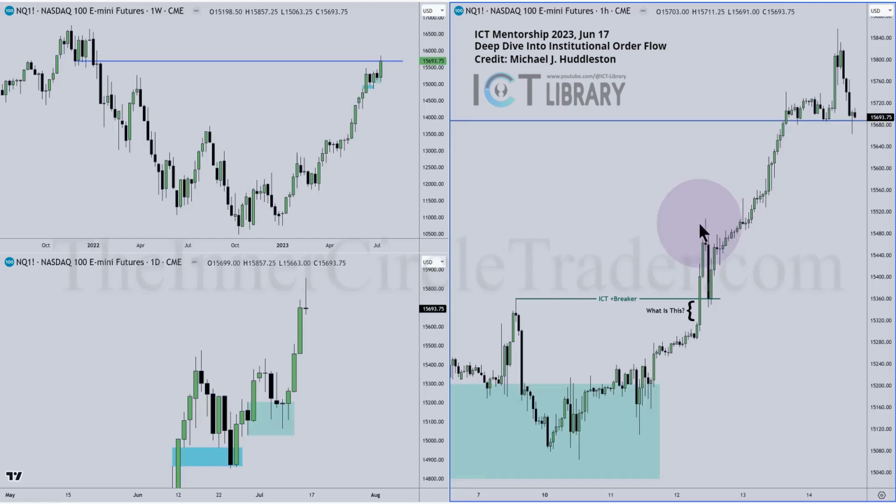So any respect of this wick should be limited to the high, 75% of the wick, and then consequent encroachment, which is half. So in my mind, when I'm watching price action over here, I don't want to see it go below half of that wick. Go over here, look what it's doing. It's going down, but it won't breach on a closing basis the midpoint of that wick, which is consequent encroachment.